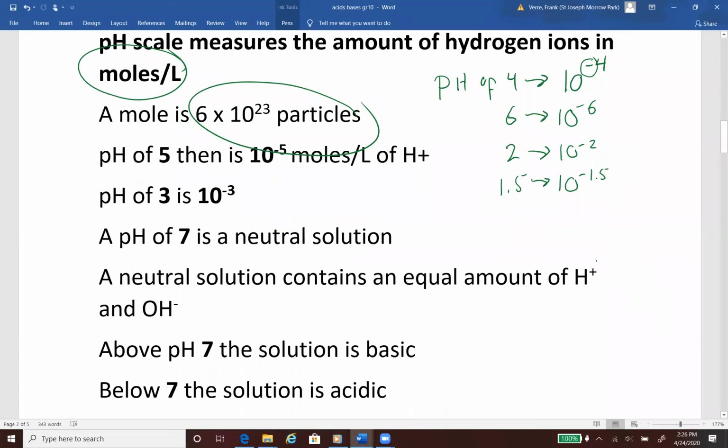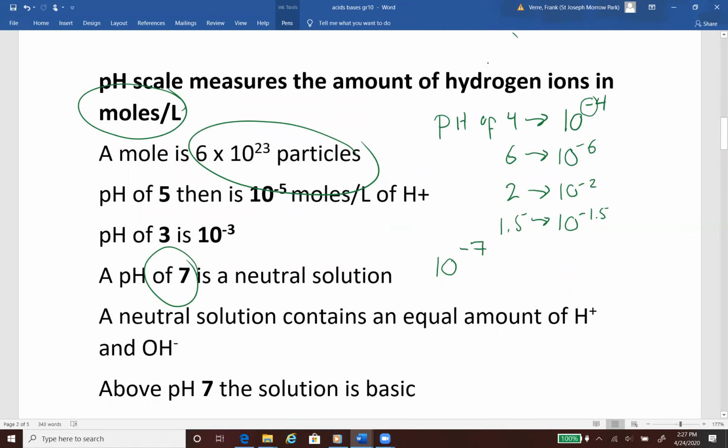Okay, so like I said before, if it has a pH of 7, that means you write it as 10 to the negative 7, okay? And this, by the way, is the amount of hydrogen. We're talking about the amount of hydrogen. There is also something called a pOH scale, which is actually, if the pH scale measures the amount of hydrogen, then the pOH scale measures the amount, obviously, of hydroxide, okay? But you'll learn more about that in grade 11 chemistry, okay, if you take it.